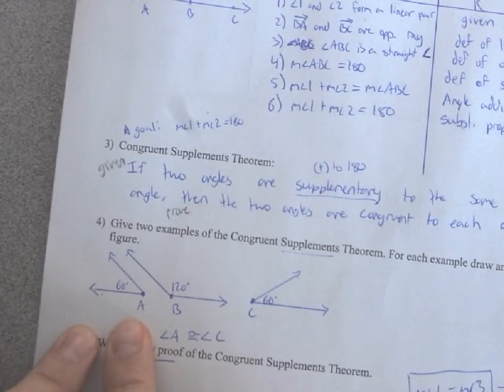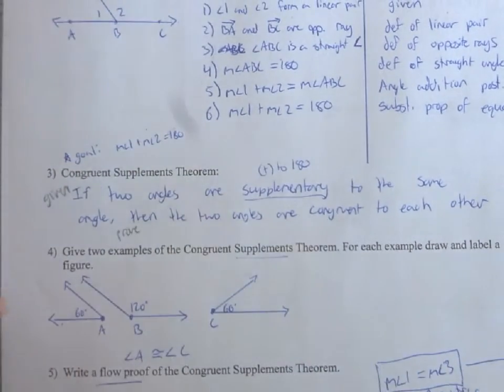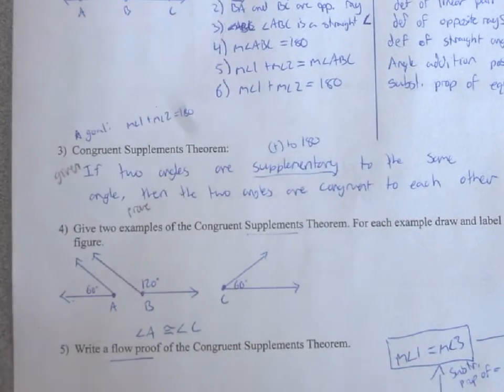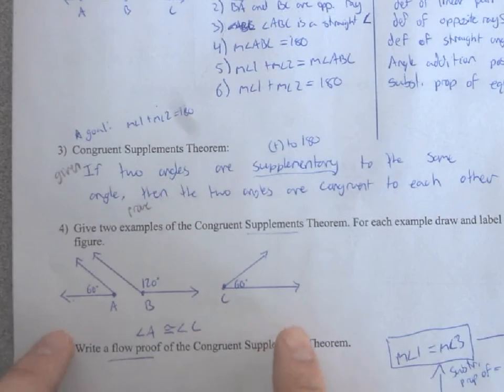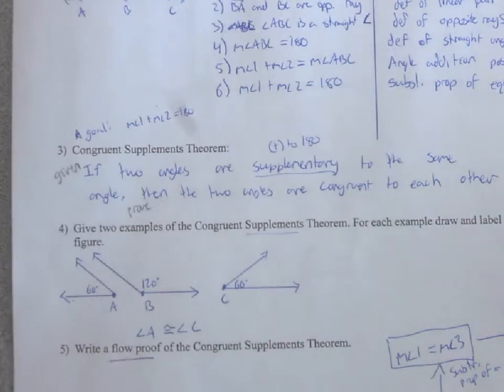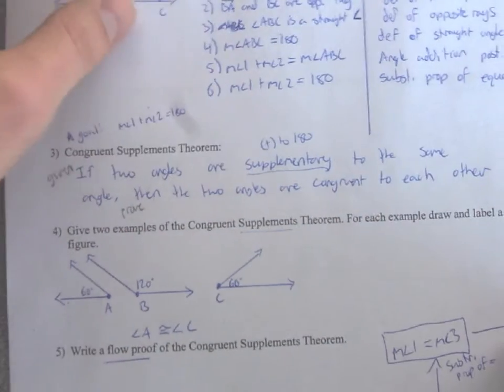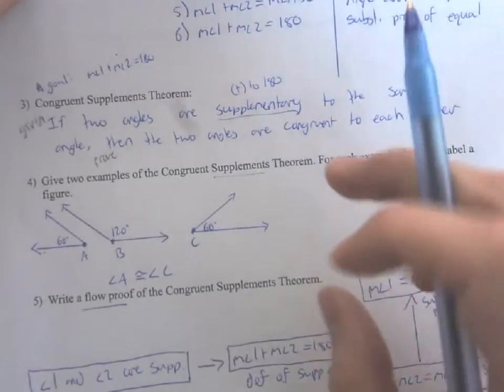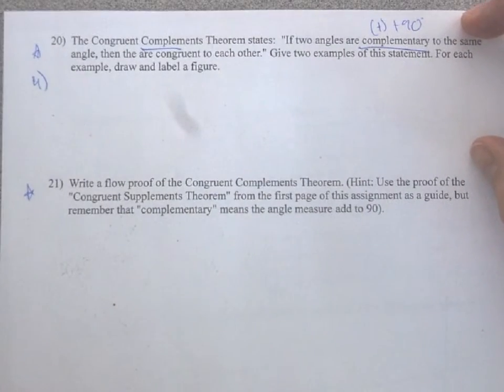Okay, we want examples of the congruent complements theorem. So the angles that you're going to draw aren't going to add up to 180, they're going to add up to 90. But you're going to show that if two angles are complementary to the same angle, then they have to be congruent to each other. So use number 4 as a template, but number 4 is talking about supplementary angles, and number 20 is talking about complementary angles. Otherwise, they're the same.